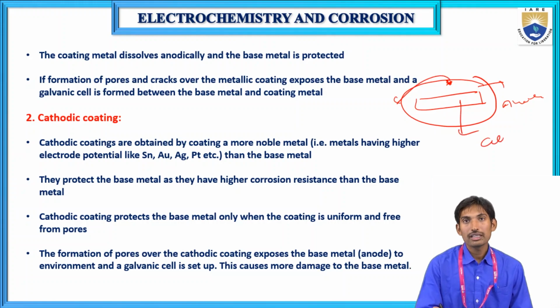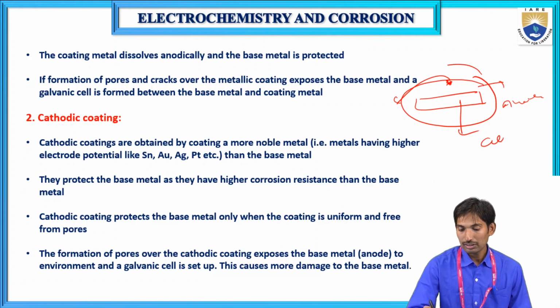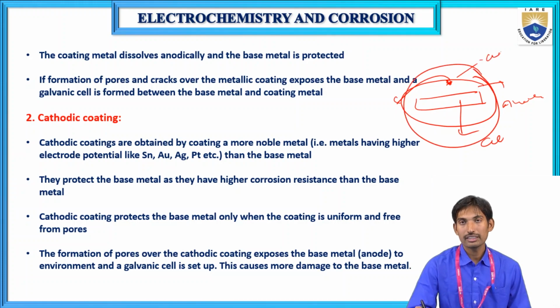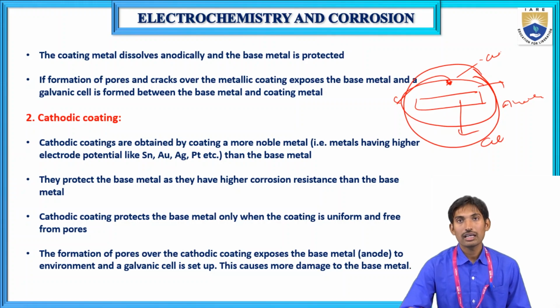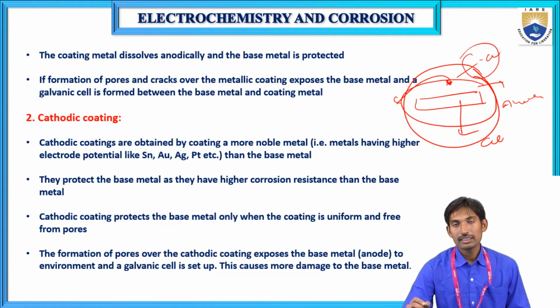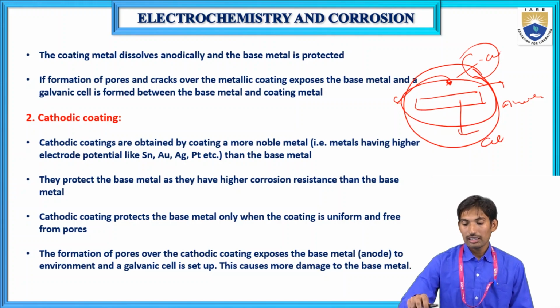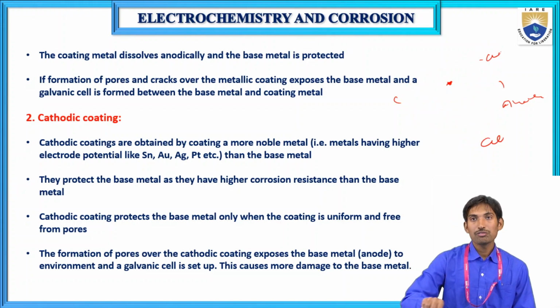The coating metal acts as anode. So, if it is exposed to environment air, what happens? Anode is there, cathode is there, and the electrolytic solution is also there, that is moisture. So it will form a galvanic cell reaction. If a galvanic cell forms, what happens?